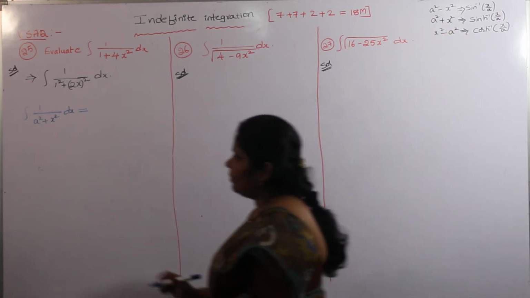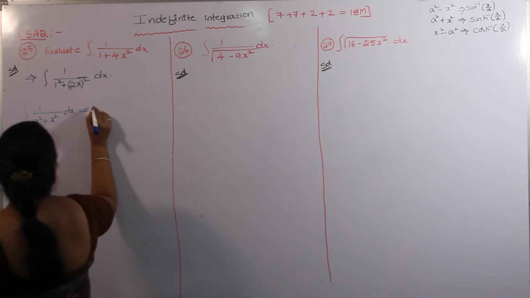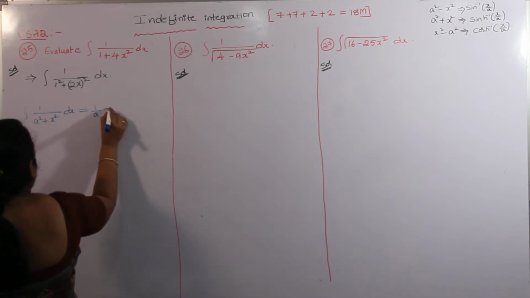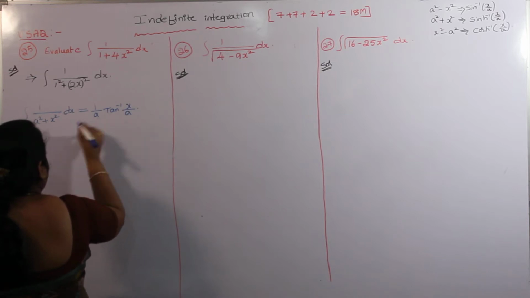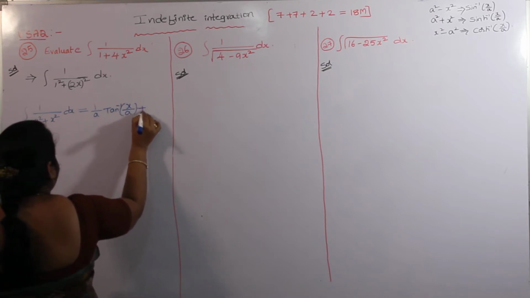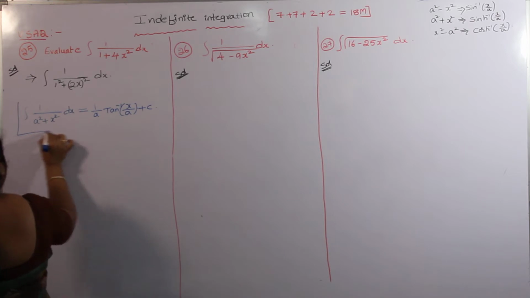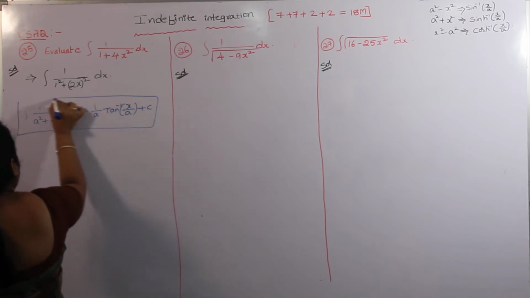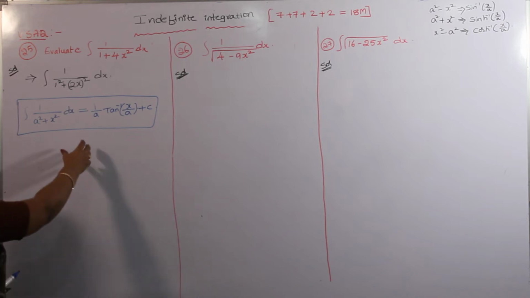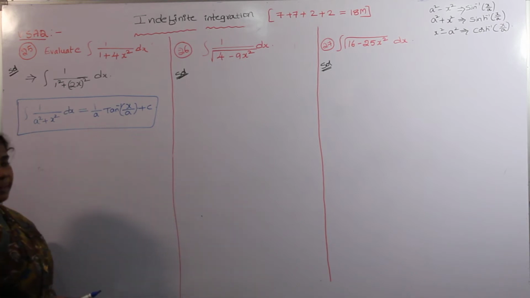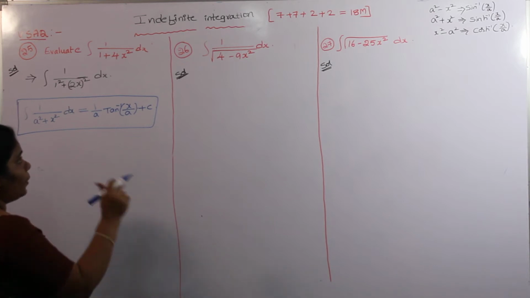First set, second formula is 1 by a into tan inverse x by a plus c. We are applying this formula for this problem. Okay, integral of 1 by a square plus x square dx is equal to 1 by a into tan inverse x by a plus c. ఈ ఫార్ములాస్ ఎలా వచ్చాయి అనేది మనం బిఫోర్ వీడియోలో ఎక్స్ప్లెయిన్ చేసాము, అది చూడండి ఏమైనా డౌట్ అనిపిస్తే.